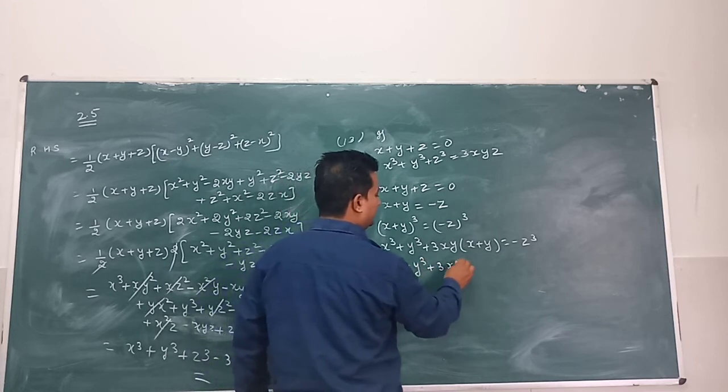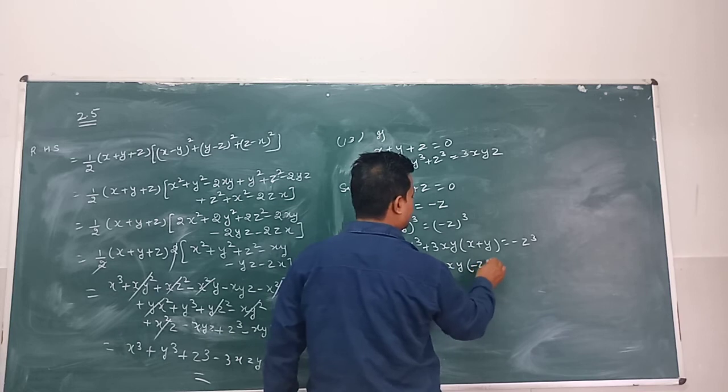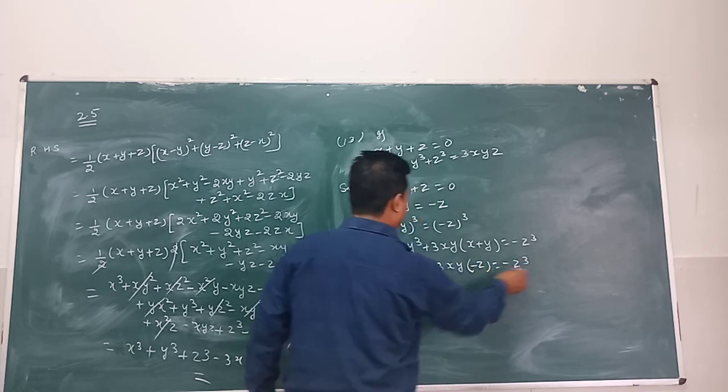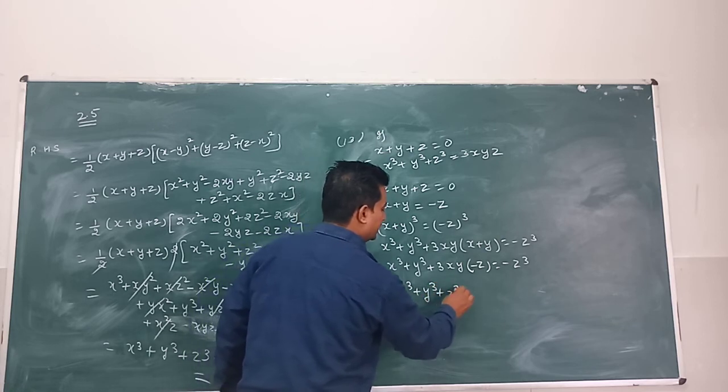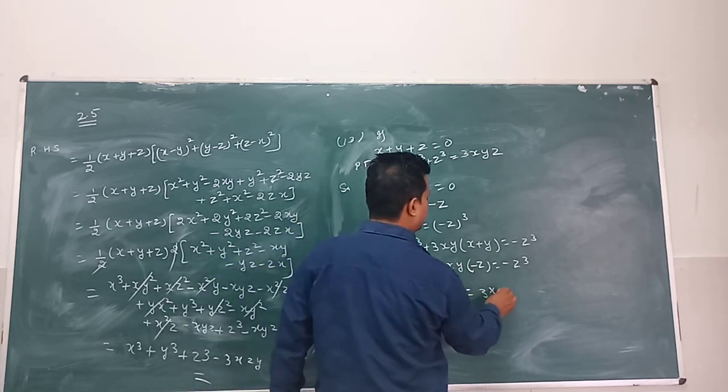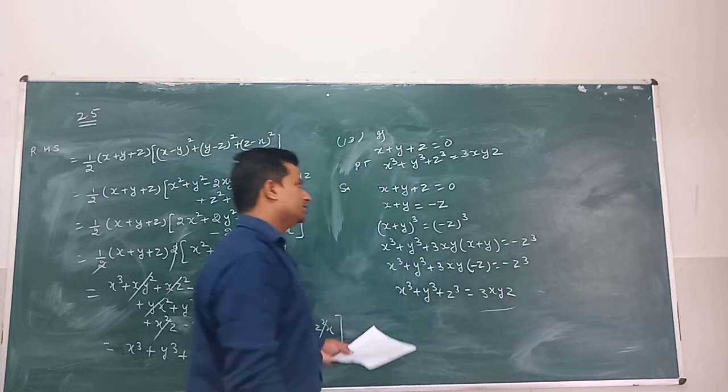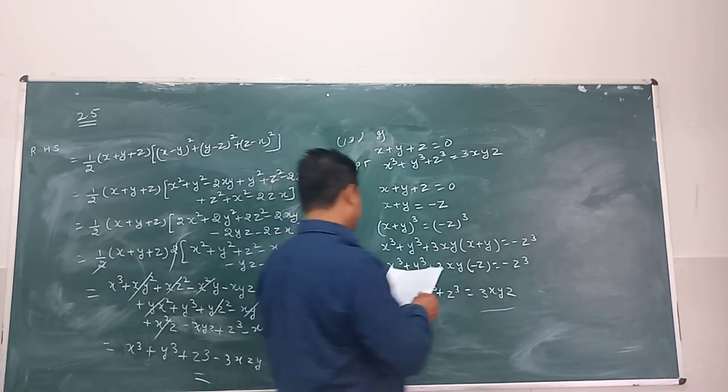We put the value of x plus y, which is minus z, and z cube. Take this z cube on the left hand side. So x cube plus y cube plus z cube equals 3xyz on the right hand side. This is the proof of this question.